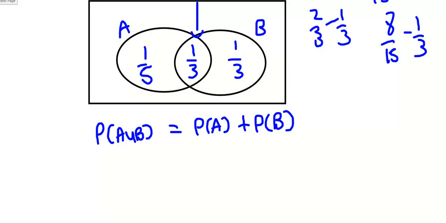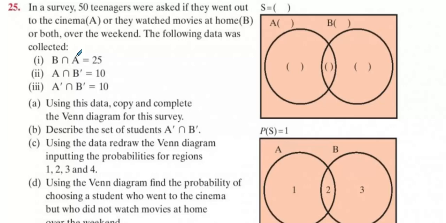These aren't bad. All right, this one hopefully has a bit of substance to it. I'm going to put 50 here. Why? 50 teenagers, yeah? Did they go to the cinema or watch movies at home, or both? Over the weekend, the data was collected. B intersection A? 25.